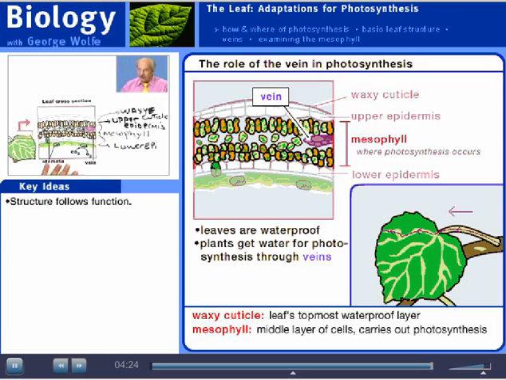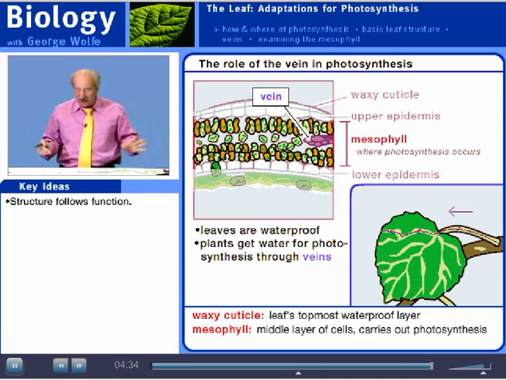Now, boy, I have a lot of great things to tell you about veins. Unlike your veins, a plant's veins are solid because they have no pump to pump their sap, their blood around. But that's another story altogether. We're here to talk about photosynthesis.